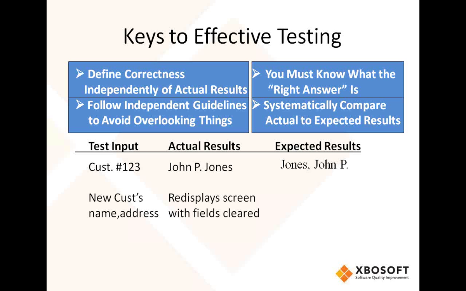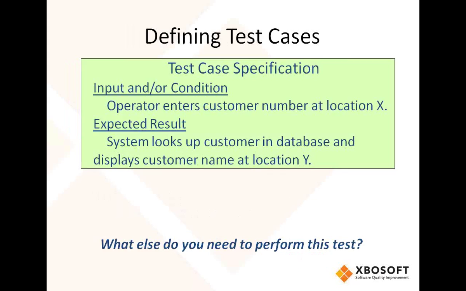We enter a new customer's name and address. The screen comes back with the fields cleared for entering the next one. Right or wrong? Well, it should say added. We buy 10 widgets for $14.99, right or wrong? Seems right. Well, you've got to know what the right answer is. There's supposed to be tax on that. Now, these are simple things that experienced testers mess up because they take things for granted. Less experienced testers are probably going to mess them up even more.